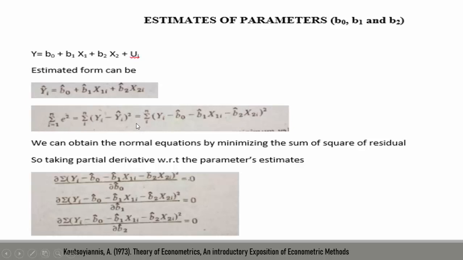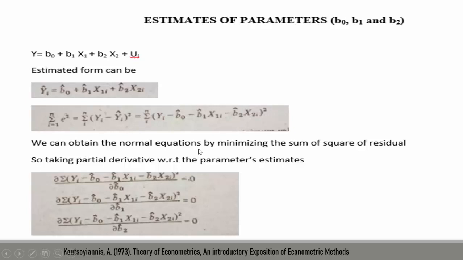Proceeding with the calculation, we can write the sum of y minus... we know that y hat is equal to b0 hat plus b1 hat x1i plus b2 hat x2i, as you see in this equation. So putting the value of y hat in this equation, we get the summation of yi minus b0 hat minus b1 hat x1i minus b2 hat x2i, whole square.